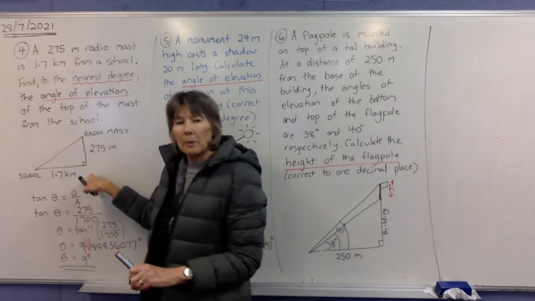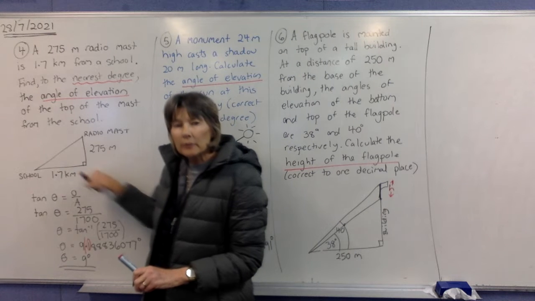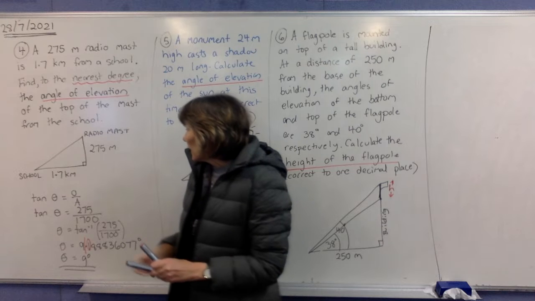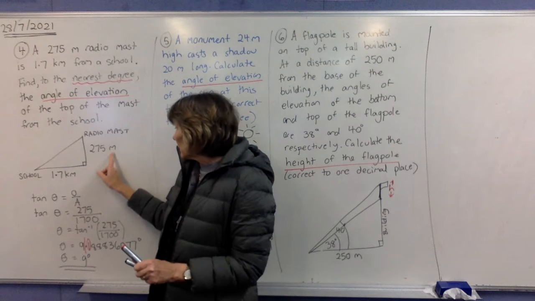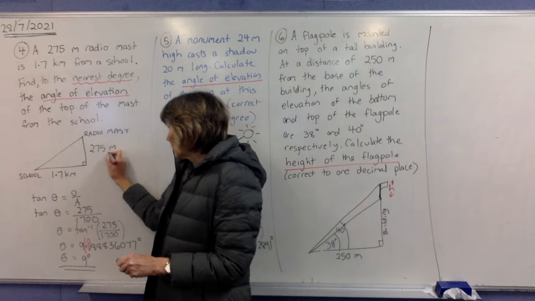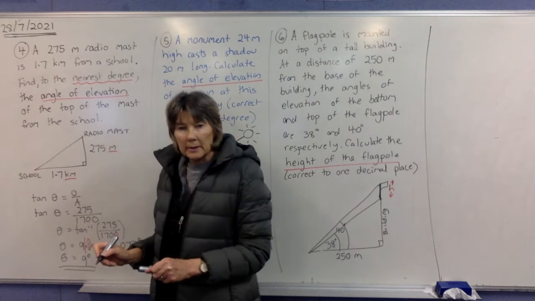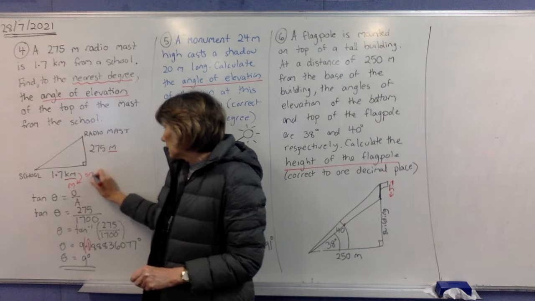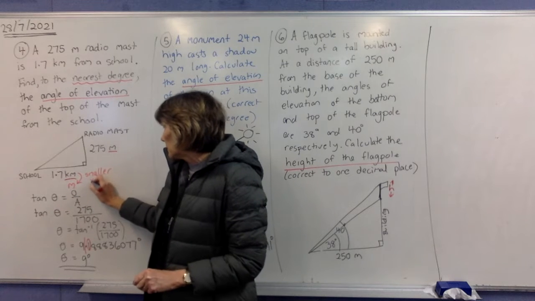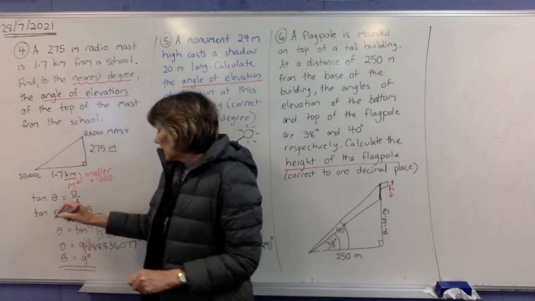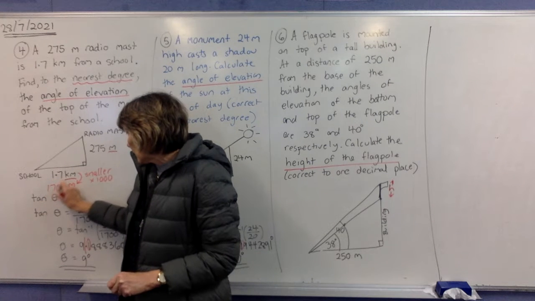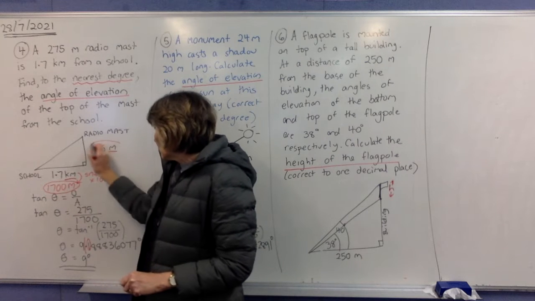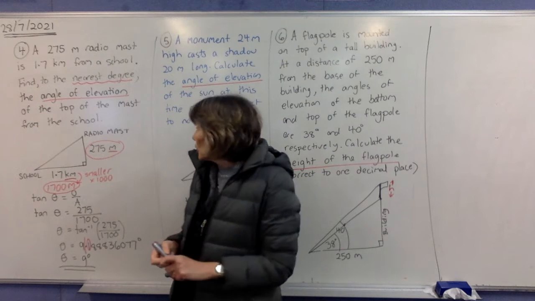So it would be from the bottom of the radio mast where it is on the ground compared to the school. They are 1.7 kilometres apart. Now, at the moment you can't do anything with this because they're in different units, right? This is in metres, this is in kilometres. So we're going to change this into metres before we start. So going to a smaller unit, we times by 1,000 per kilo, and that should give you 1,700 metres. So we are going to use the two things in metres for this question.